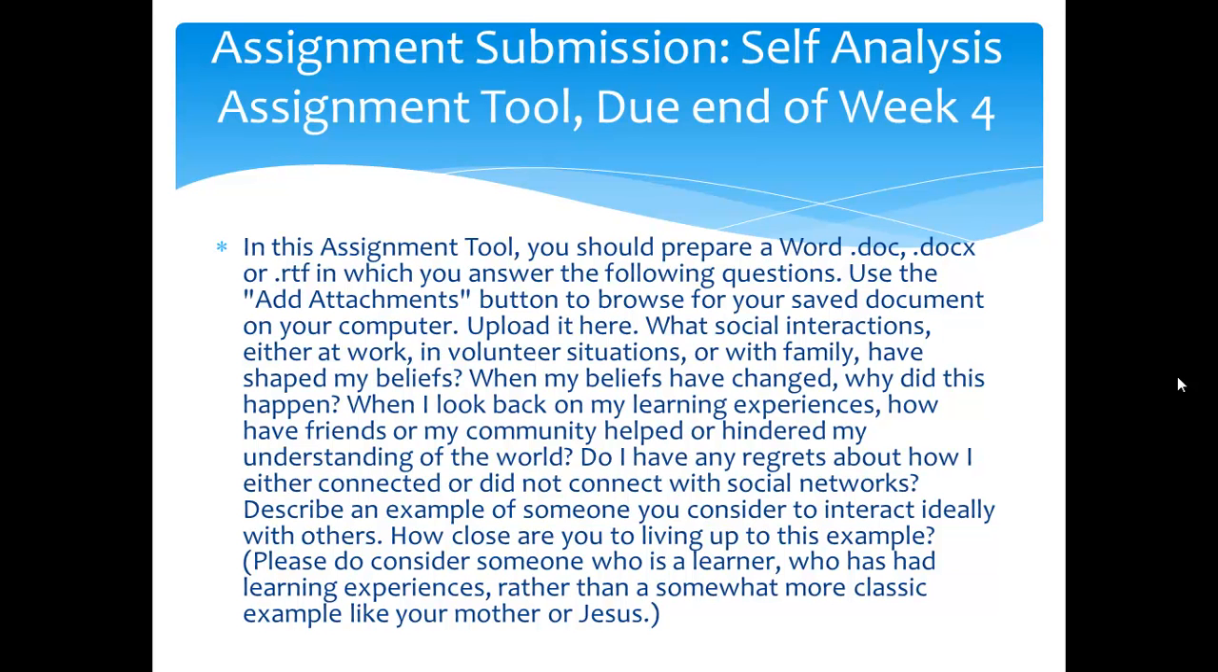So that's why there's a note in this assignment that says, try not to think about some of the classic examples that people would use of somebody who they admire in general. Like a lot of people will say, oh, I love my mom. My mom's such a wonderful person. She's always been so kind to others. That's great, but it's not exactly the kind of work or volunteer experience that we're thinking of.